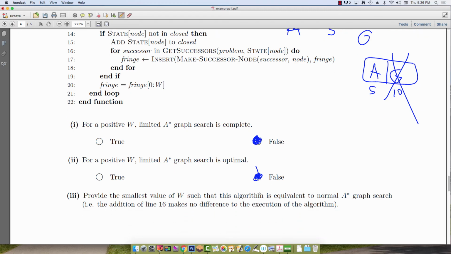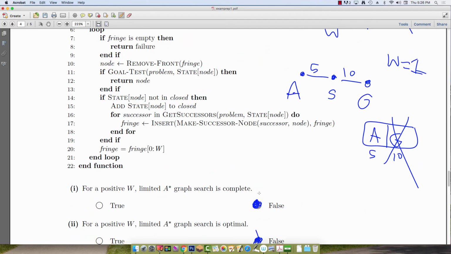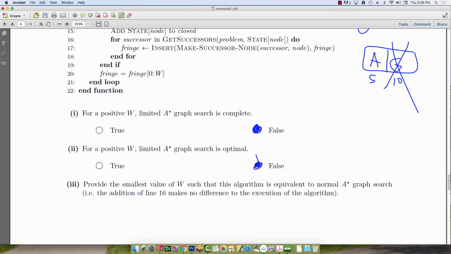Find the smallest value of W such that this algorithm is equivalent to a normal A-star graph search. Conceptually, we cannot cut off any nodes in our fringe. Our fringe has to accept every single node that we're putting in it. We can never cut anything off because it's possible that any node could be useful in our path to the final goal. And so the smallest value of W has to be able to encompass every single node inside the graph. So W has to be at least the state space size.